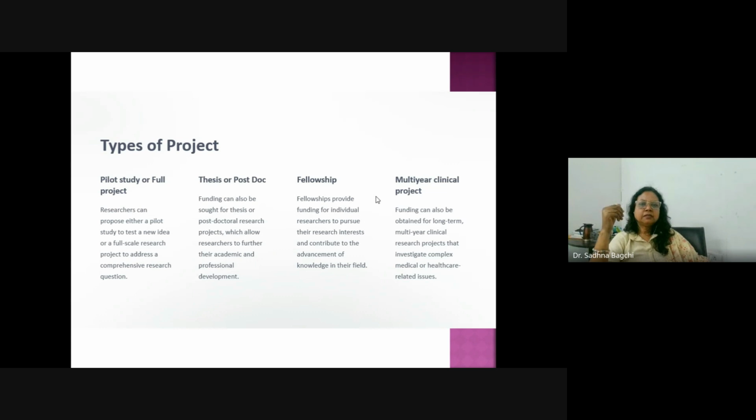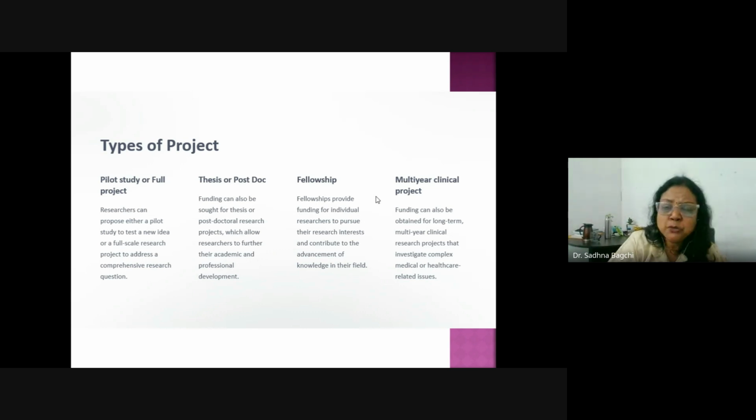Second is the thesis. Funding can also be sought for thesis or postdoctoral research projects, because nowadays any thesis or postdoc thesis is based on the practical implication of your outcome, or conclusion: what the outcome of the study is going to be, and how you are going to implement it. That is the biggest part of the thesis. Because if the researcher is not taking care of how it is going to be employed, there is actually no relevance. Why are you writing a thesis? You are putting in a lot of effort to complete your thesis, whether for the PhD or for the postdoc.